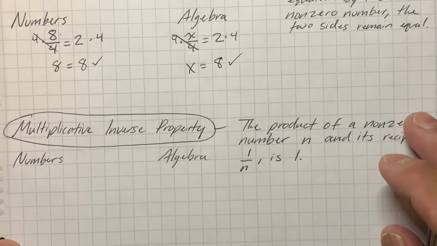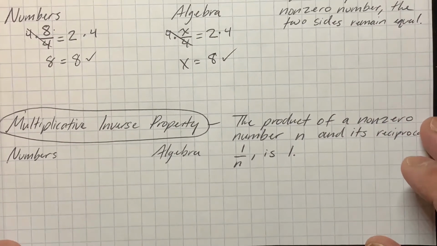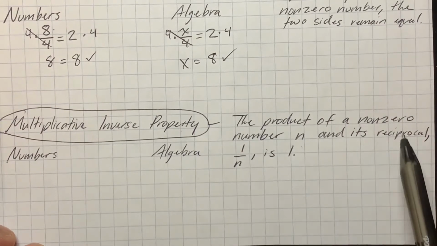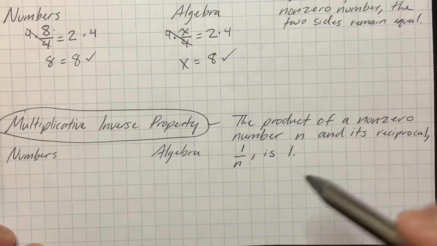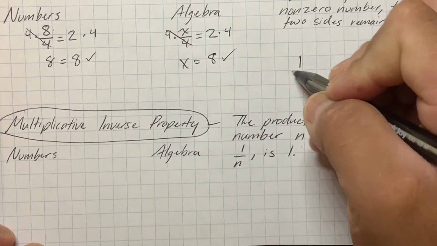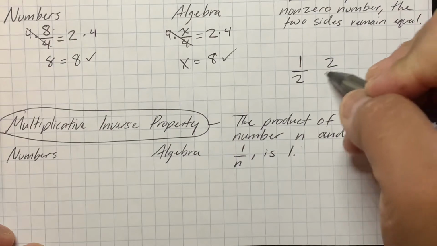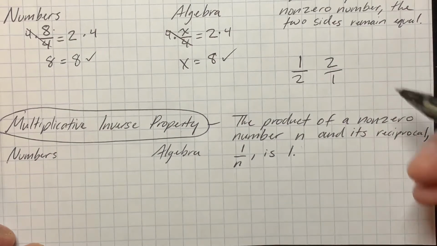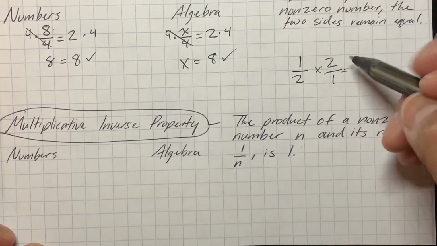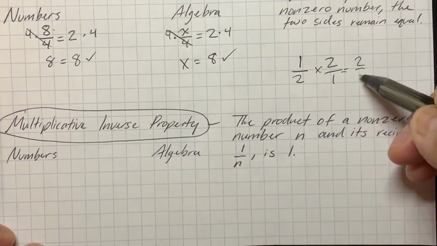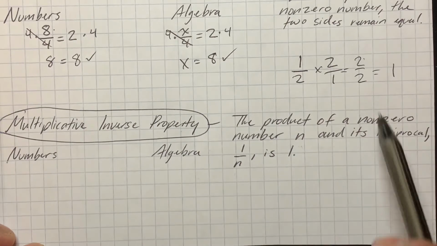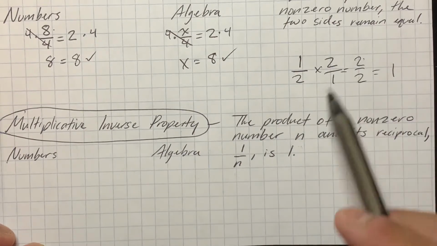Now when we look at the multiplicative inverse property, this is where the product of a non-zero number n and its reciprocal 1 over n is 1. So what that means is, earlier we learned about reciprocating. So we have, let's say 1 over 2, and if we reciprocate that, it's going to be 2 over 1. So in this case here, these are products of non-zero numbers. So if we were to multiply them, 1 times 2 is 2, 2 times 1 is 2, then 2 divided by 2 is 1. So that's what we're saying right here. The product of a non-zero number and its reciprocal is 1.